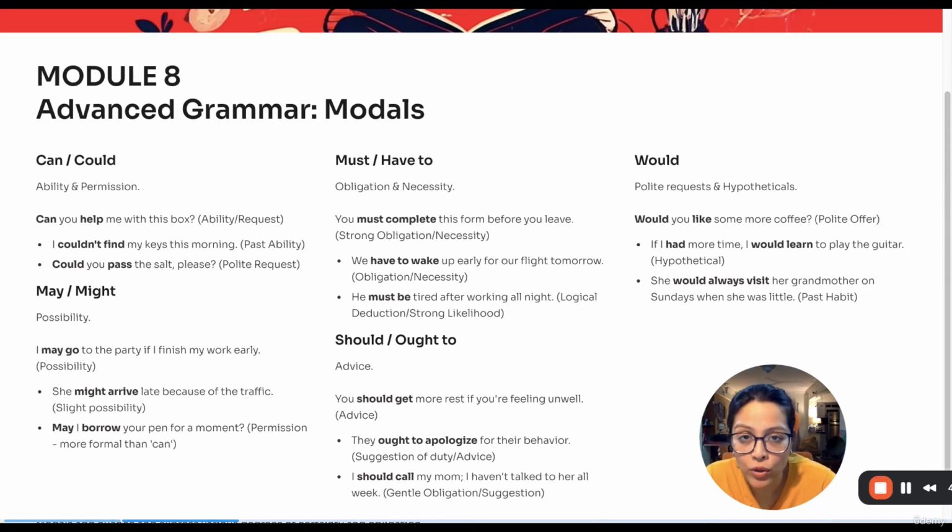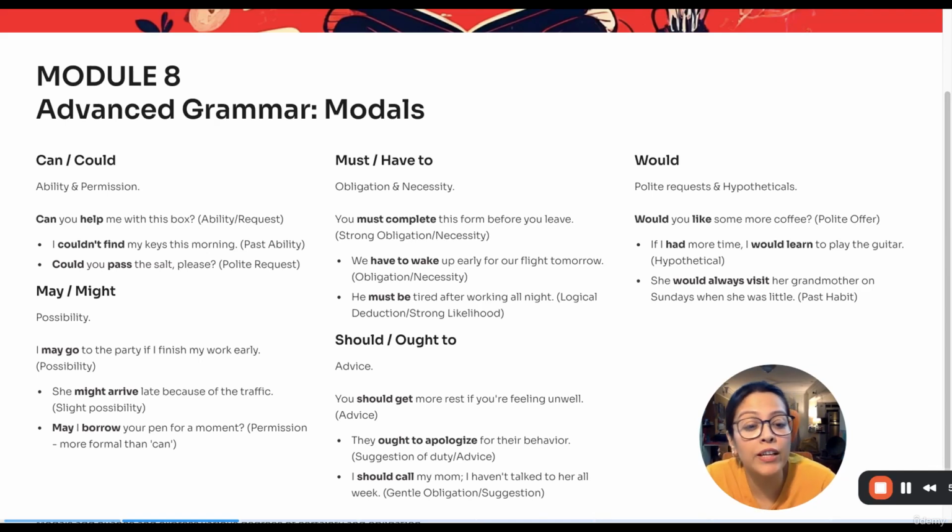Next is would. Would, again, like could, is a polite request, and it is also used for hypothetical situation. Hypothetical situation, the situations which is still in the nascent form, which is still an idea and has not happened. Would you like some more coffee? Now, this is a polite offer. Would you like some coffee? If I had more time, I would learn to play the guitar. This is a hypothetical situation because it's still in the idea.